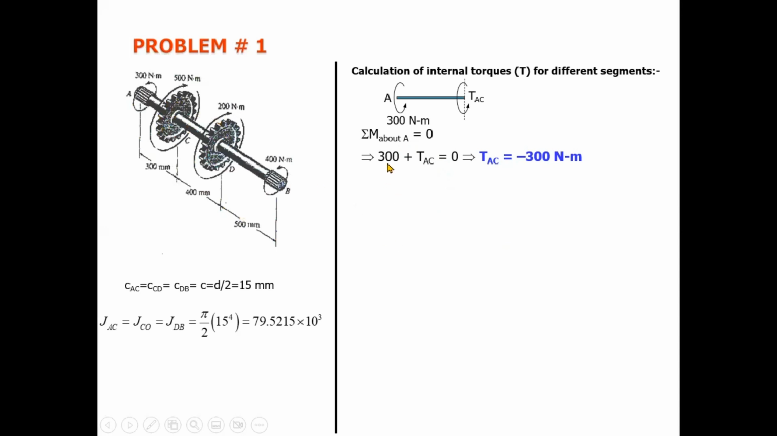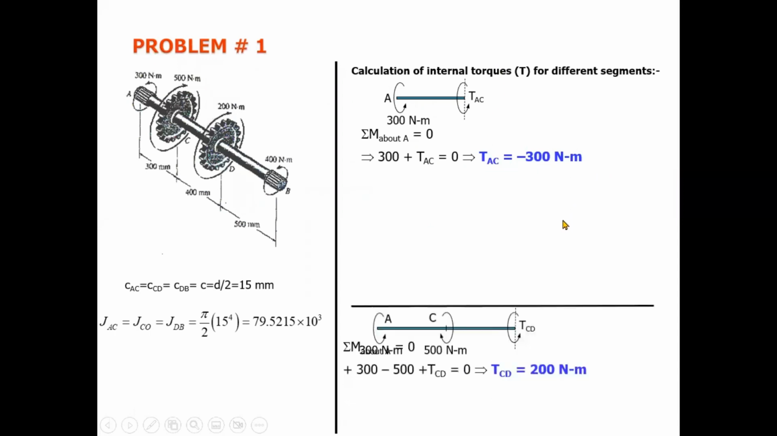So 300, which is anticlockwise, plus TAC. We assume TAC anticlockwise as well. So we say 300 plus TAC is equal to 300 Newton meter. So our assumption is reverse.